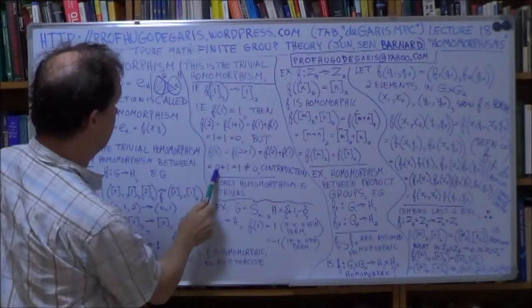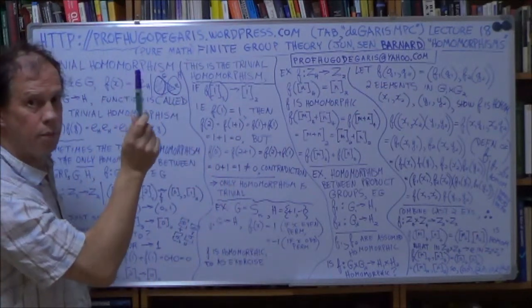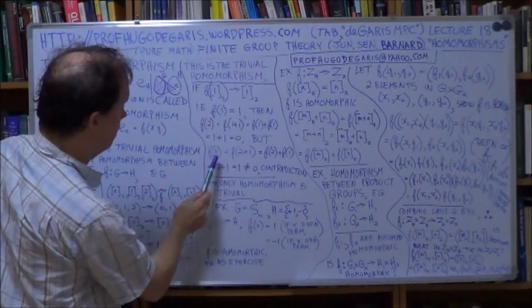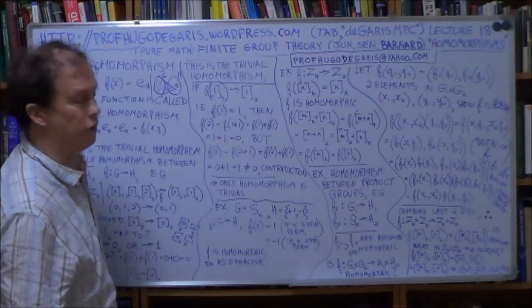We're assuming is 1, so you get 1. So 0 plus 1 is 1. And here's the punchline. That means that f of 0 is 1. Ooh, taboo. Contradiction. Not allowed.